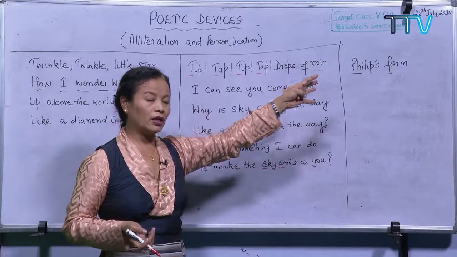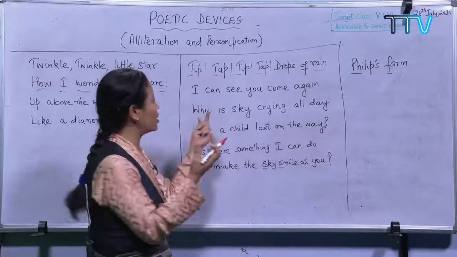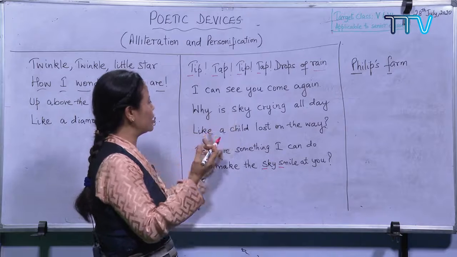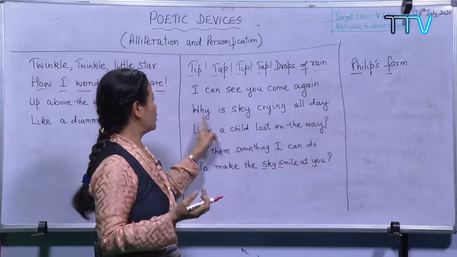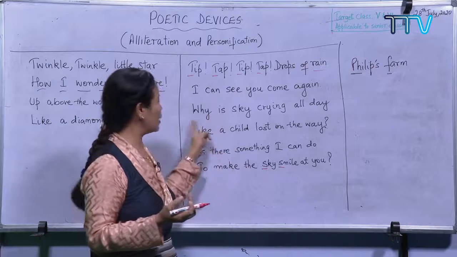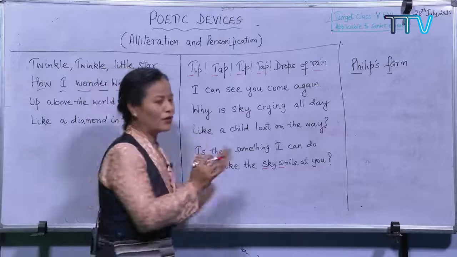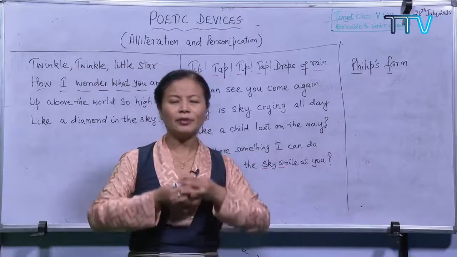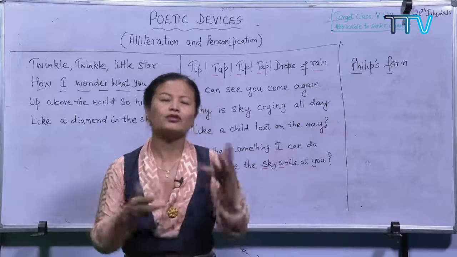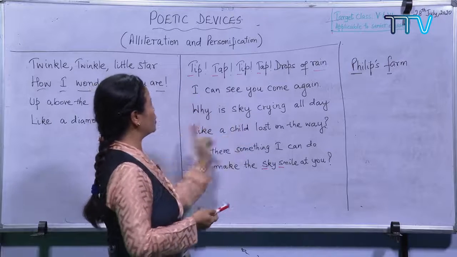As if the rain, in a way, tells that the sky is crying. So I have compared the sky with a child by using a simile as well, right? Why is sky crying all day like a child? Sometimes in a piece of poetry, you can make use of so many poetic devices. So you can see the simile as well: why is sky crying all day like a child?